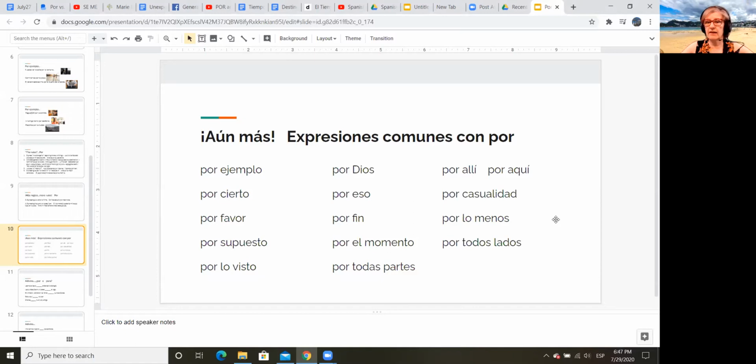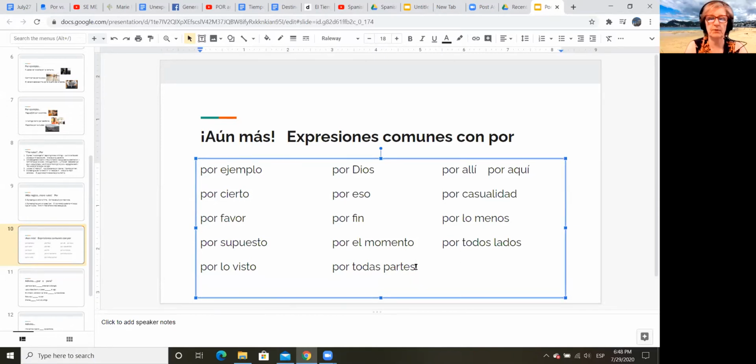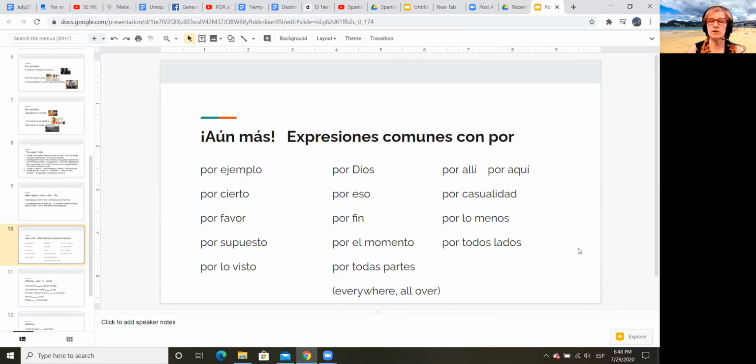Por todas partes means through all parts. It's their way of saying everywhere. Por todas partes quiere decir everywhere. I'm going to write that one in because that might not be super obvious. Quizás no es obvio. Everywhere. All over. That is what por todas partes means. And that kind of makes sense then. Por todos lados, kind of next to it here, is pretty similar. All sides, all over, right?